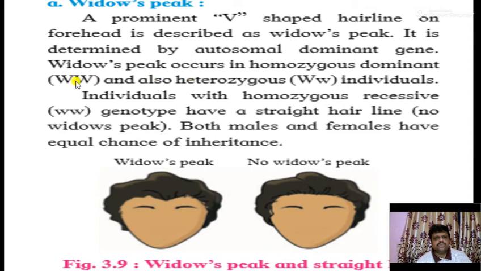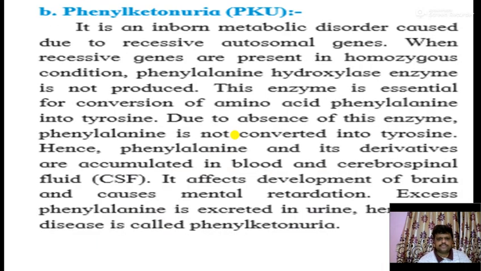So both these individuals show a V-shaped hairline, that is widow's peak on the forehead, while the homozygous recessive offspring, with the recessive w and recessive w genotype, shows a straight hairline. There is no widow's peak on the forehead. So this individual shows a straight hairline. So this is the first autosomal inheritance, the first example of autosomal inheritance, that is widow's peak.